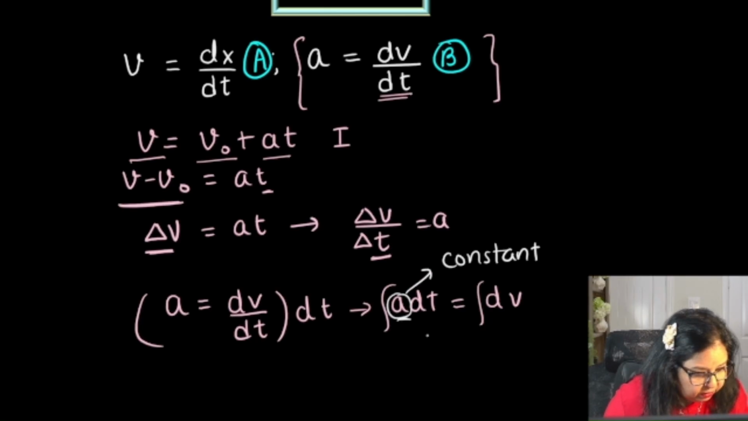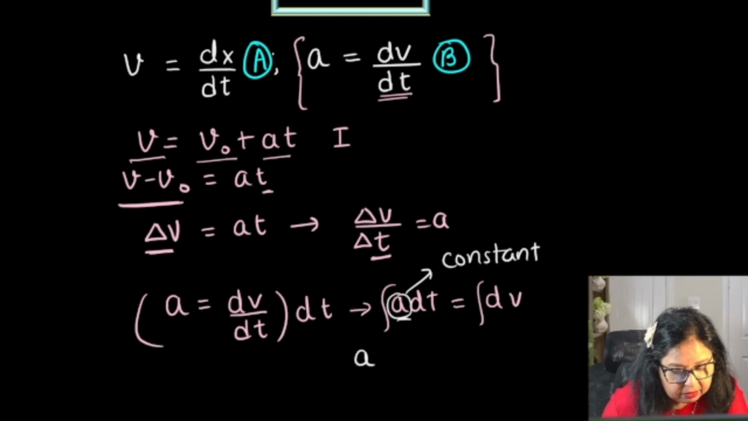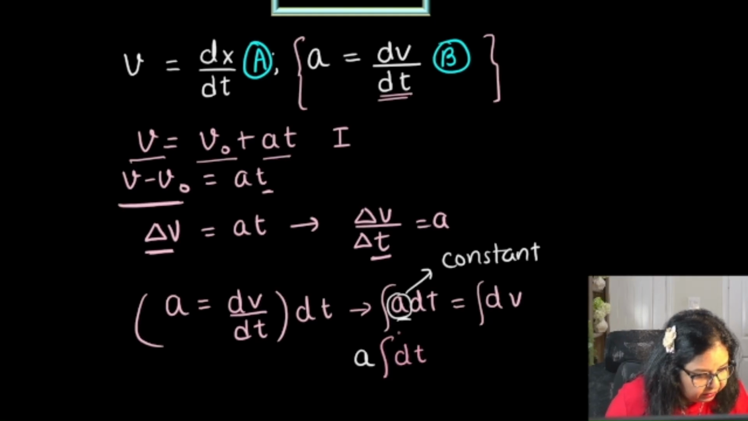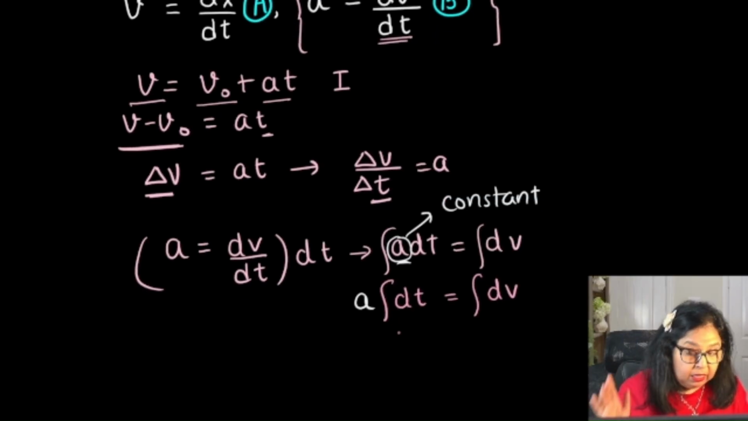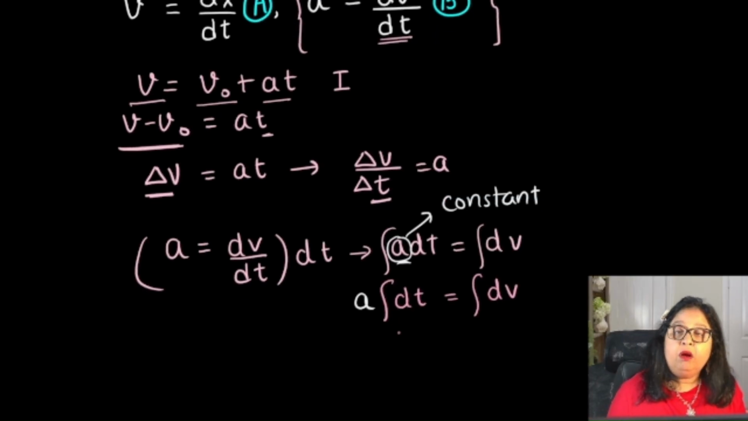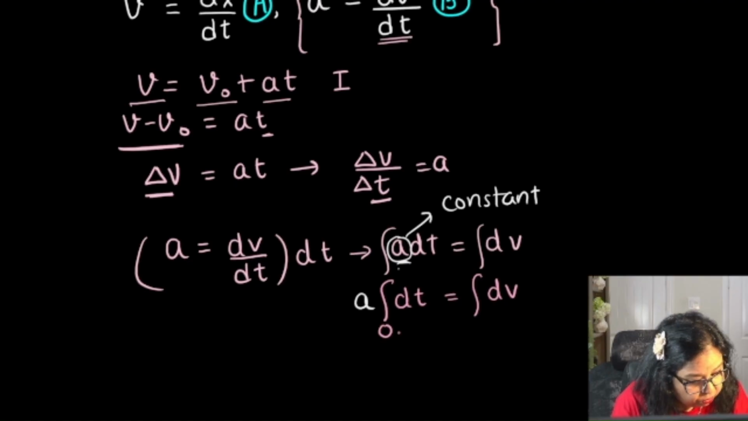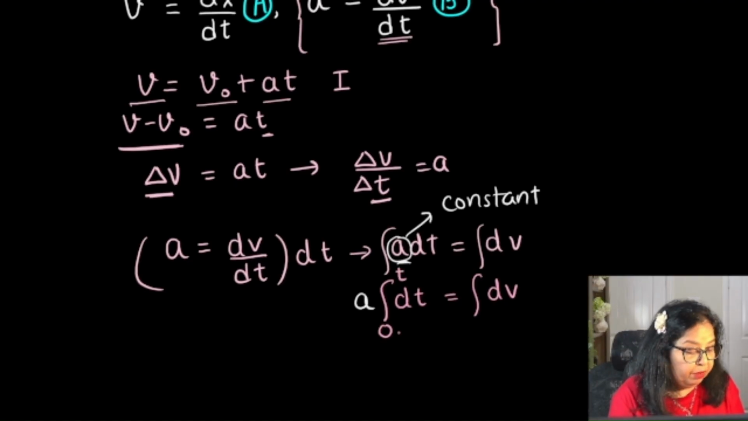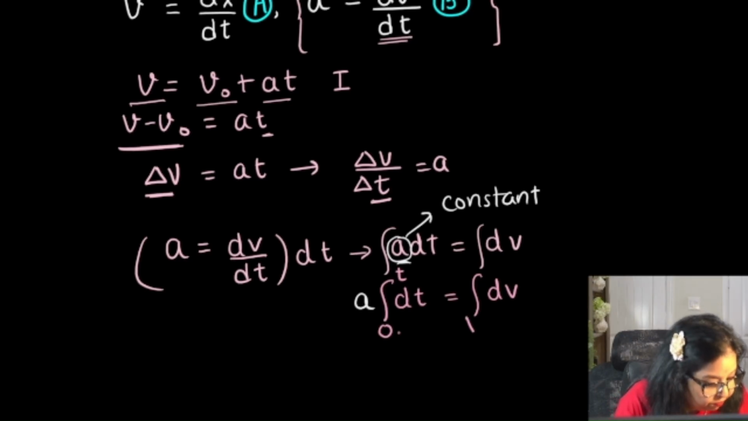Since A is a constant, it can be pulled out of the integration sign. What do we get? We get A integral of dt, and on the right hand side we have integral of dV. Question is, are these integrals on the left side and right side definite integrals or indefinite integrals? These are definite integrals. For integral of dt, time changes from 0 to final time t. And for velocity, it's going from initial velocity v naught to final velocity v.